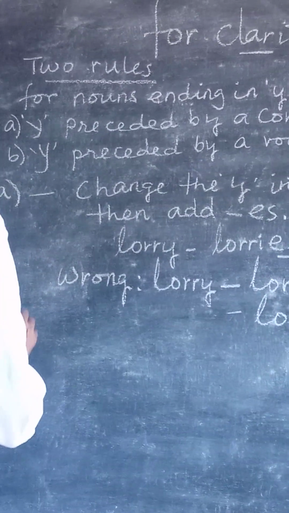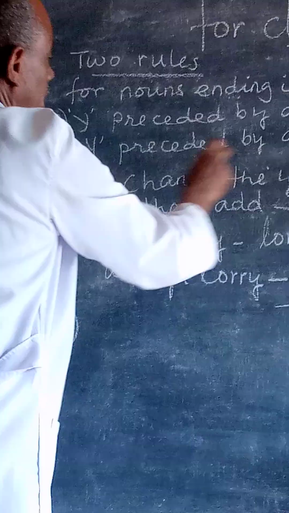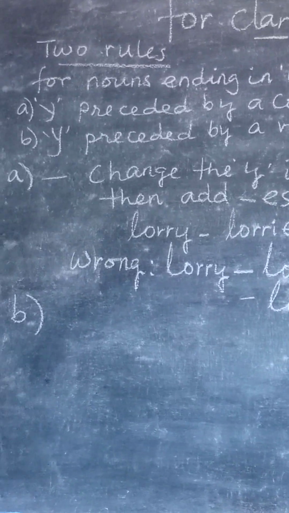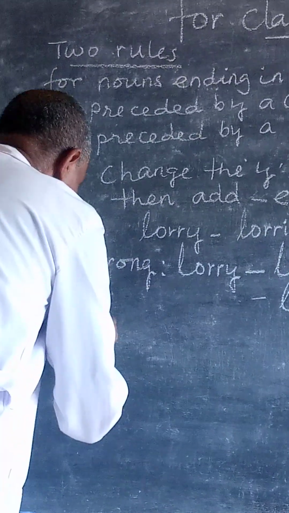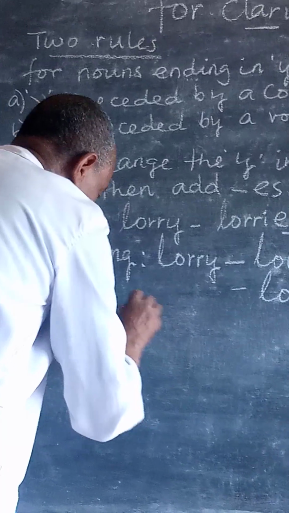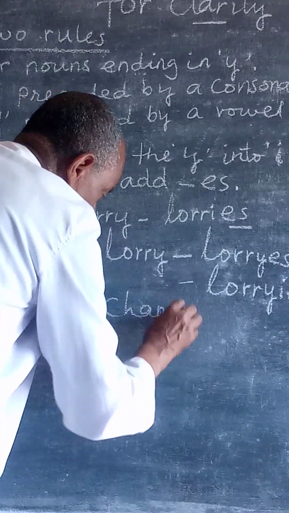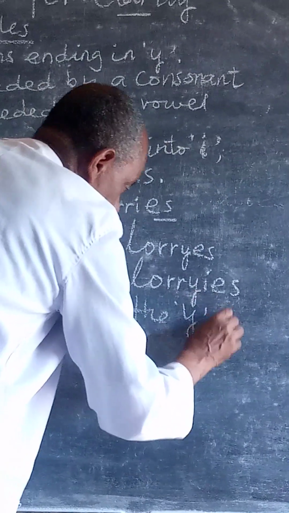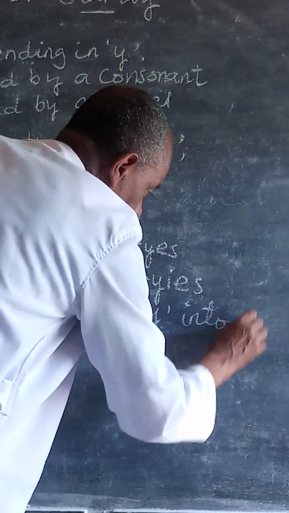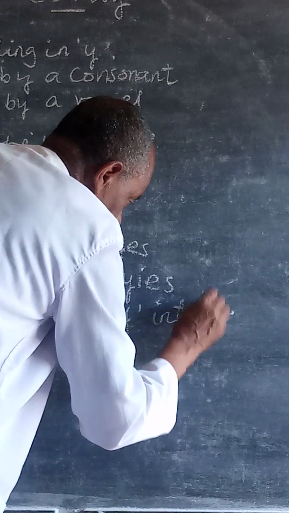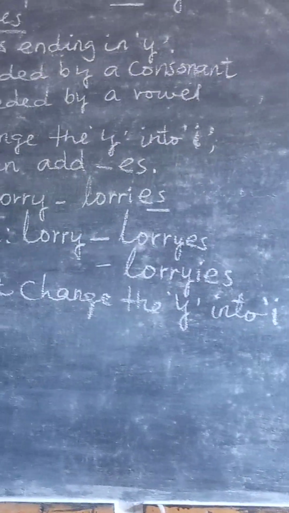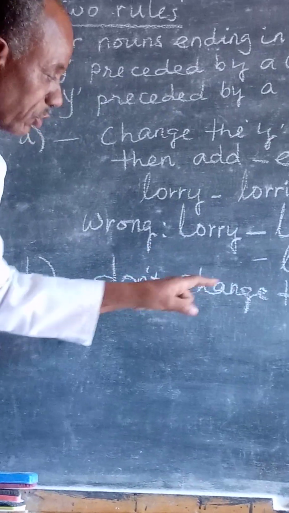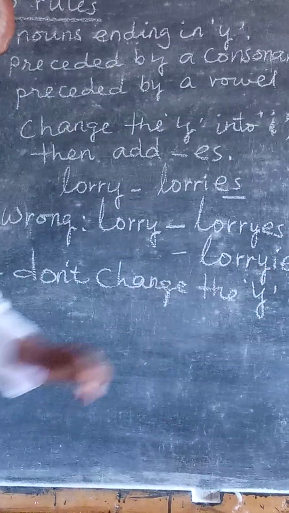The second one is Y preceded by a vowel. If the Y is preceded by a vowel, then we don't change the Y. Don't change the Y into I. This is the first thing that you have to do. When the Y is preceded by a vowel, don't change the Y into I.